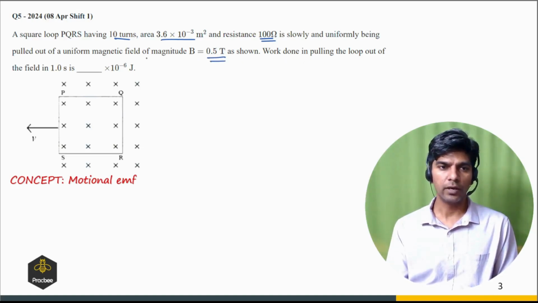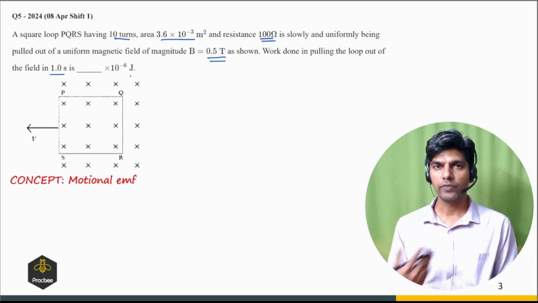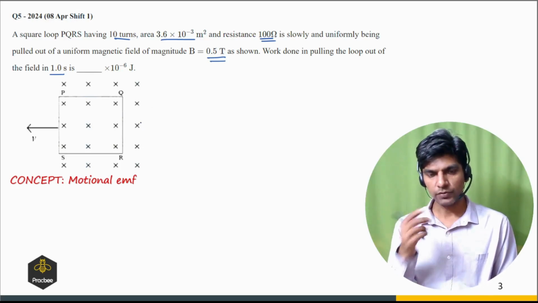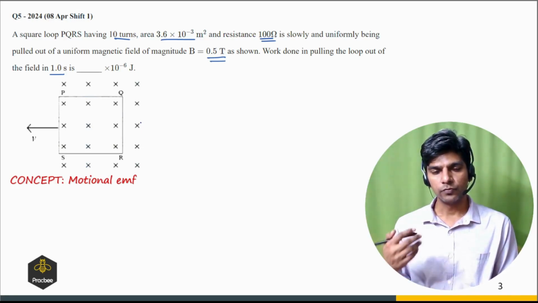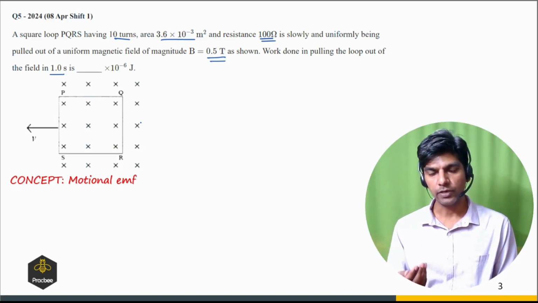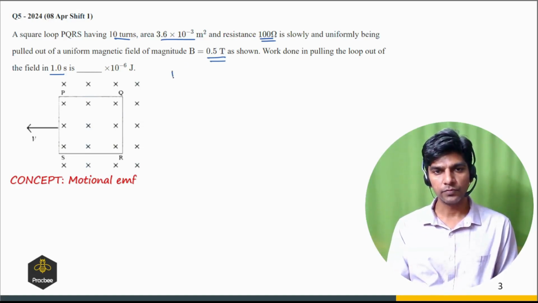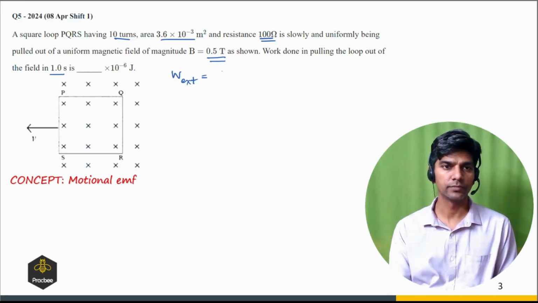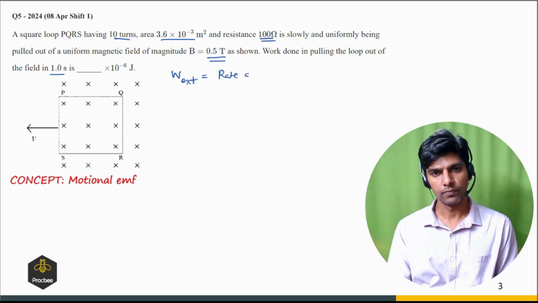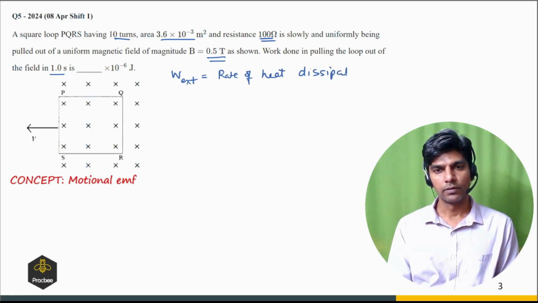Work done in pulling the loop out of the field in 1 second is dash times 10 raised to minus 6 joules. So we have to find the work done. Since we are moving this uniformly, whatever work is done by the external agent will be dissipated in the form of heat energy, because we are not changing the kinetic energy of the loop. So we can say work done by external agent will be equal to the rate of heat dissipation, or Joule heating, right?